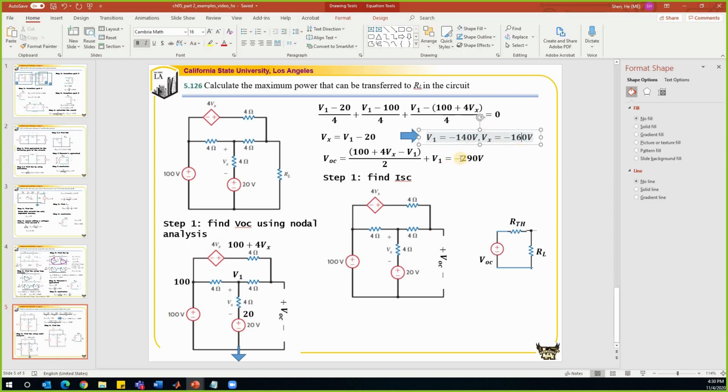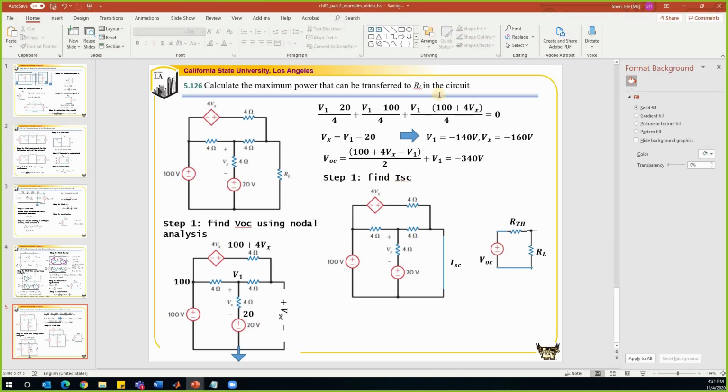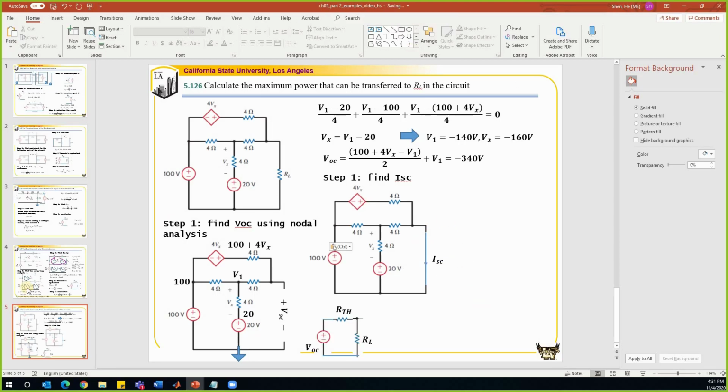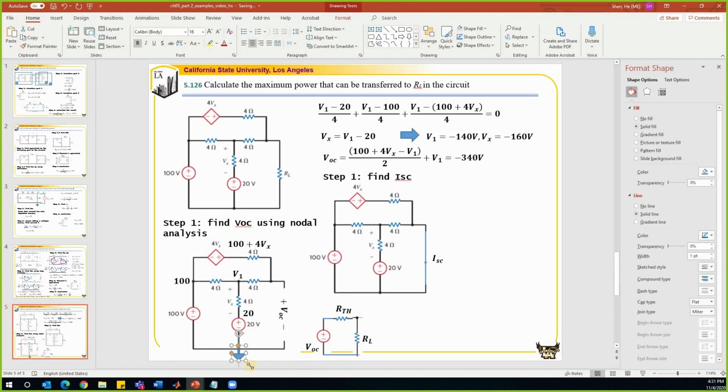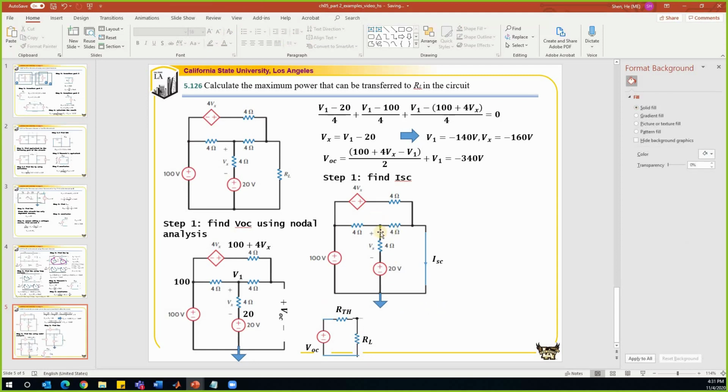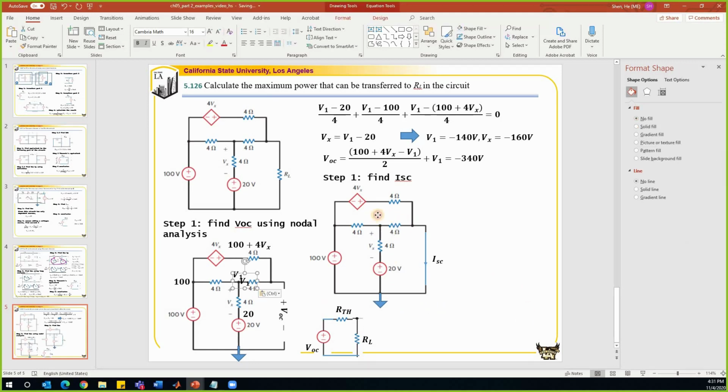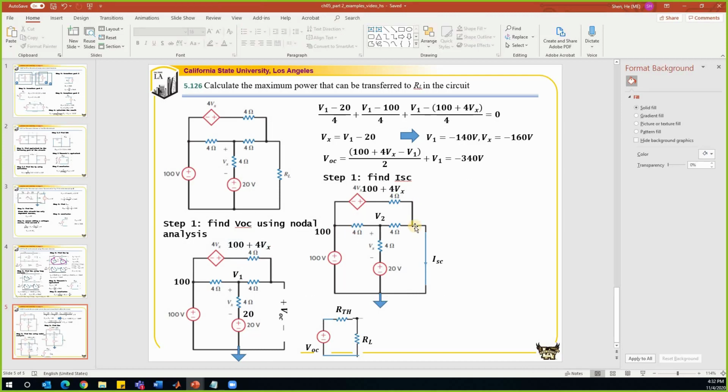Okay, perfect. So now we find VOC. Now the next step we're going to find ISC. ISC is a short circuit current. The current will flow from the top to the bottom. So we can do the same. We can use nodal analysis to solve this problem. I'm going to select this node as my reference node and define the nodal voltages. Let's call this node V2, and this node will be the same 100, and this node will be the same 100 plus 4Vx. This is the reference node.